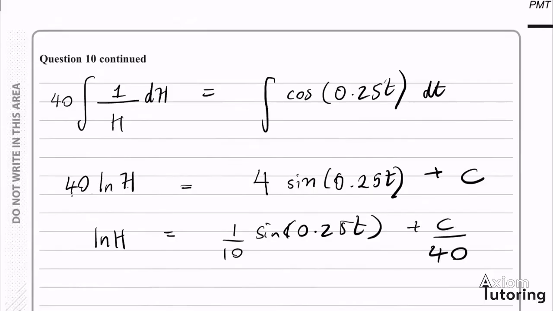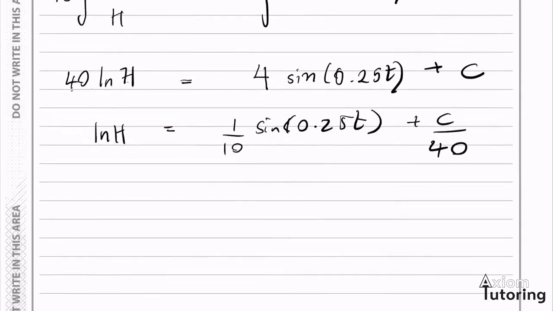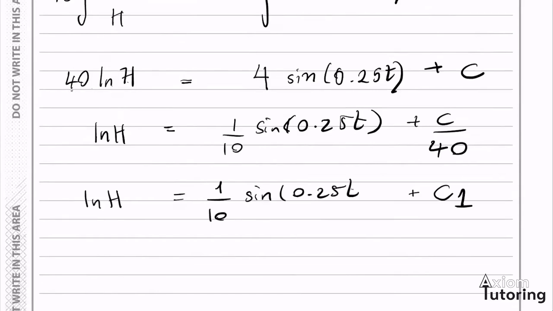Well, c is just a constant. It's an unknown constant at the moment. We are going to use our boundary condition to find it, but a constant over 40, that's just another constant. So we can call it C1, because it's a new constant now, but it's still an unknown constant. Then we get ln of h on the left equals a tenth of sine 0.25t.